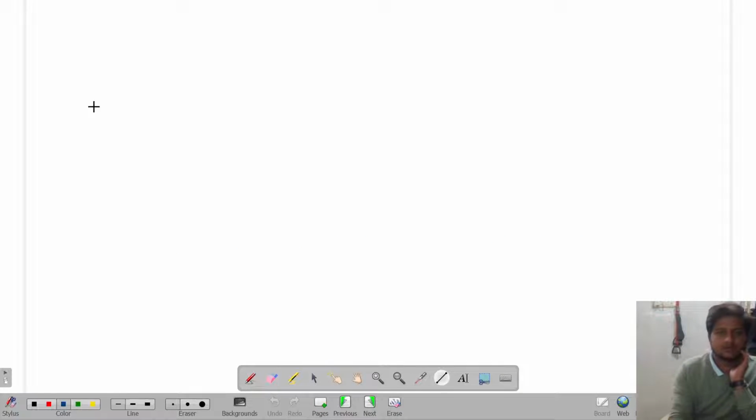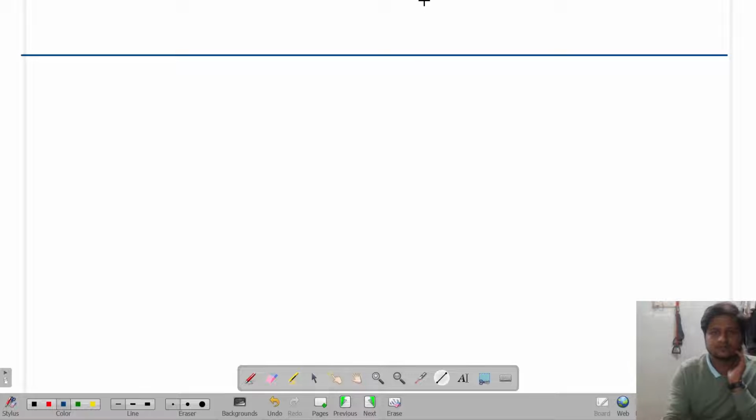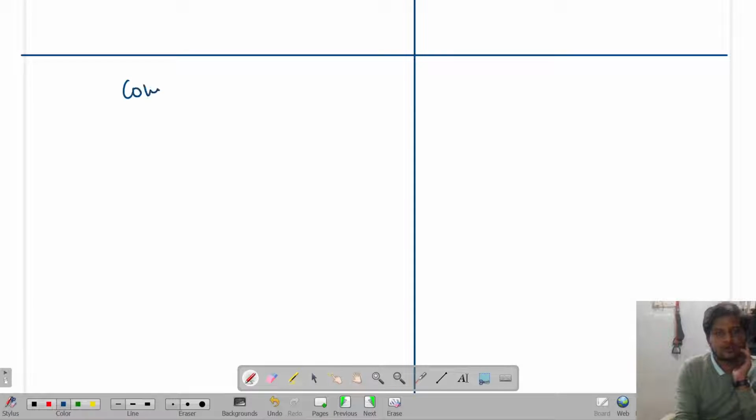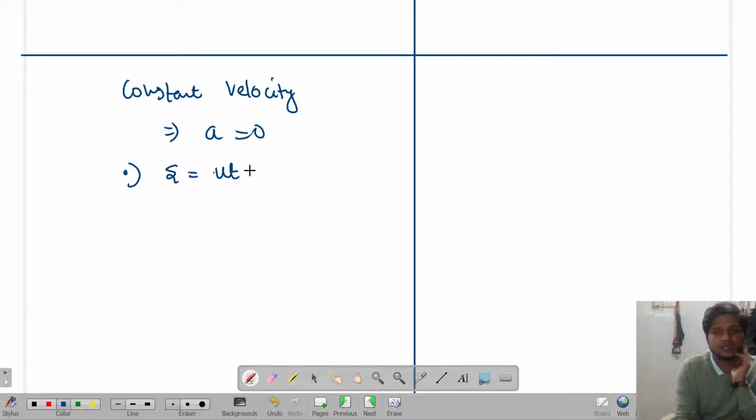One of the most important points: if you have a constant velocity, what is going to happen? This implies acceleration will be 0. And you know that one equation of motion is s equals ut plus half at square. So in that case, acceleration will be 0 and the displacement traveled will be nothing but initial velocity into time t.